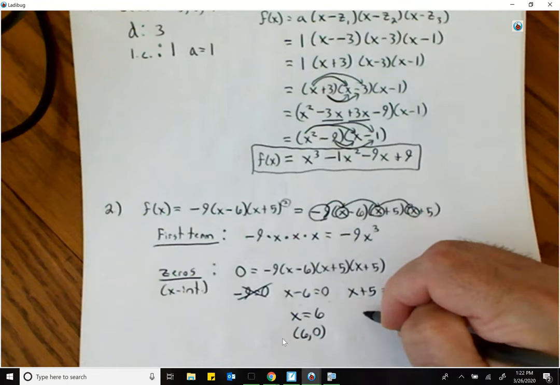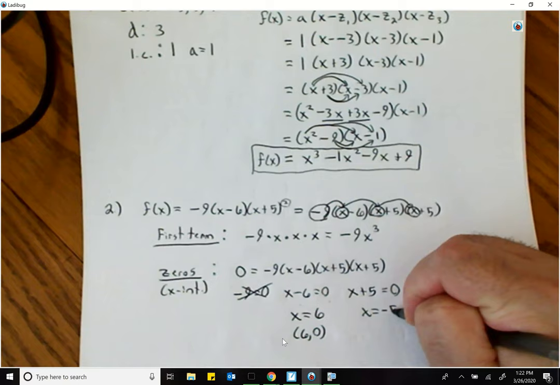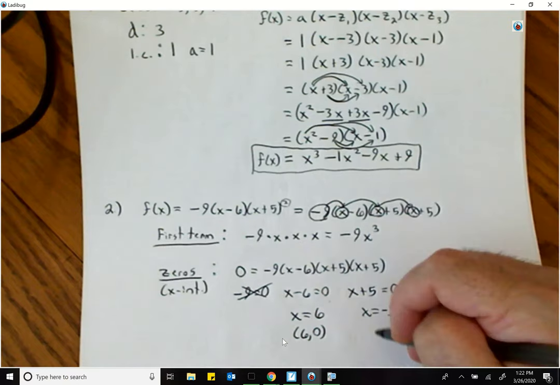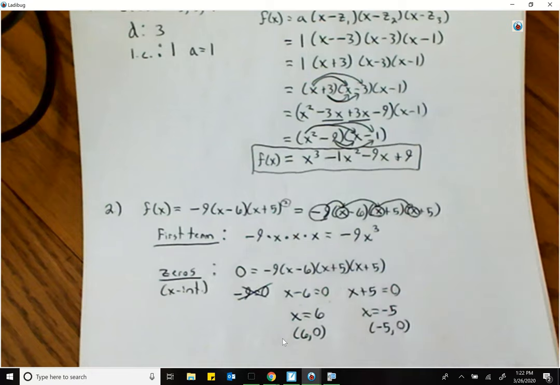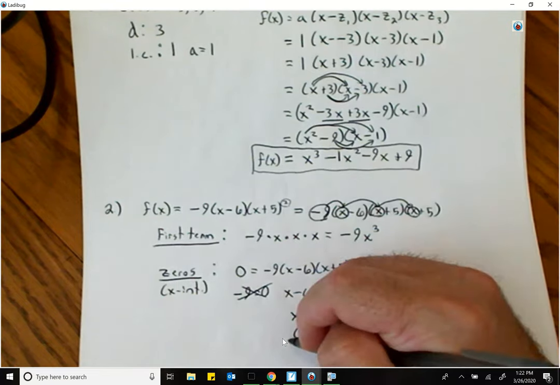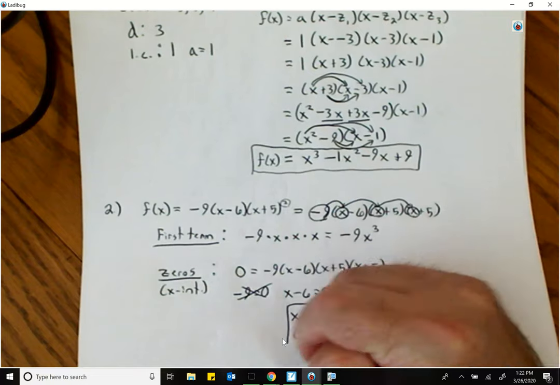And you subtract 5 from both sides. You can find out that we have another x-intercept of negative 5. Again, if they want the ordered pair, it'd be negative 5, 0. Sometimes they just ask for the integers. Sometimes they actually ask for the points. So just make sure that you read that fine print. And right here are the zeros.